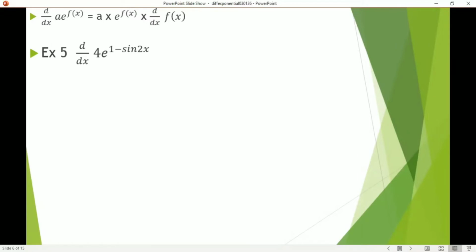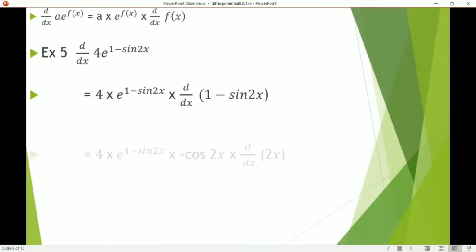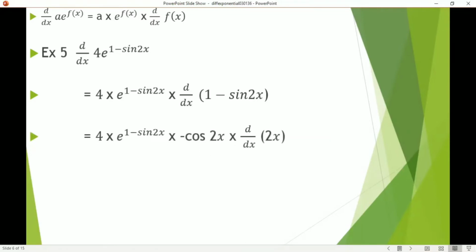The power here is 1 minus sine 2x. So the derivative is 4 multiplied by e to the power of 1 minus sine 2x multiplied by the derivative of 1 minus sine 2x. So the derivative of 1 is 0, and derivative of minus sine 2x is minus cos 2x multiplied by the derivative of 2x. The derivative of 2x is 2. The final answer, minus 8 e to the power of 1 minus sine 2x cos 2x.